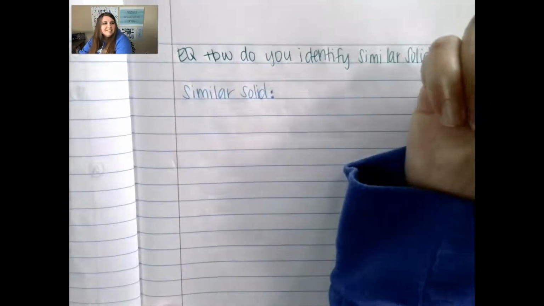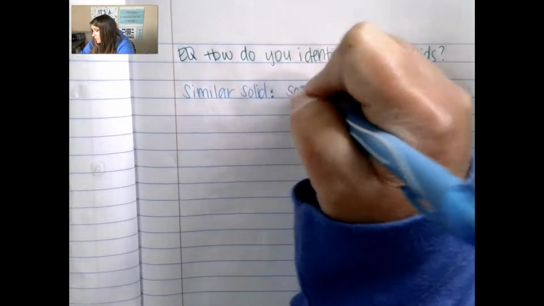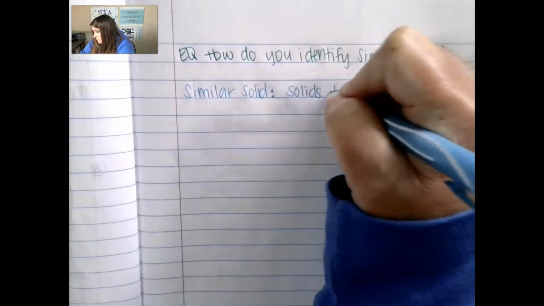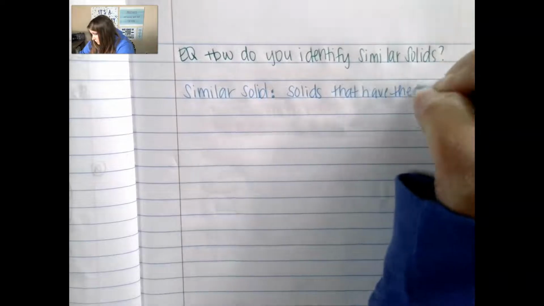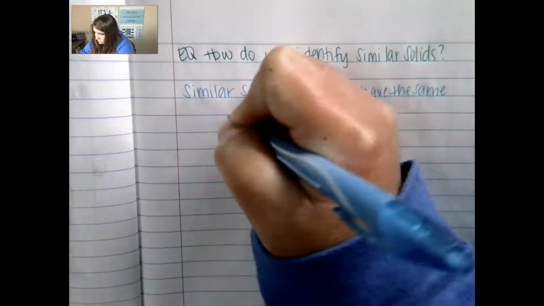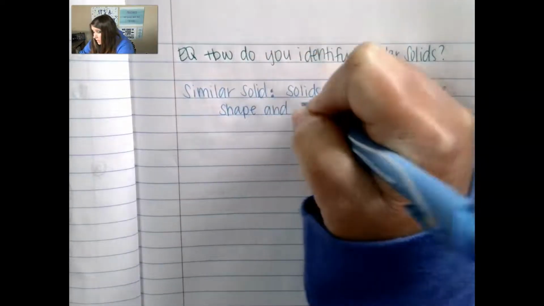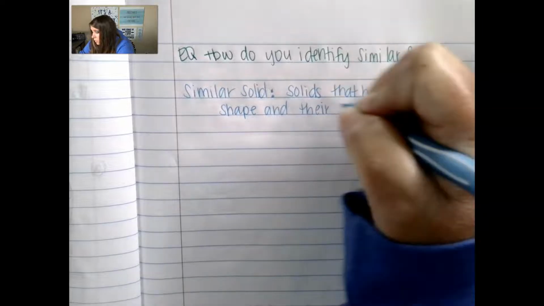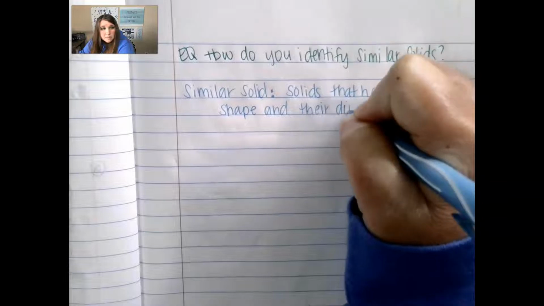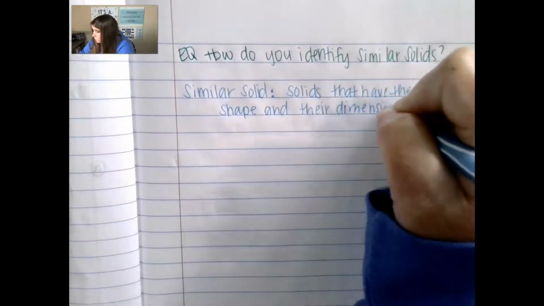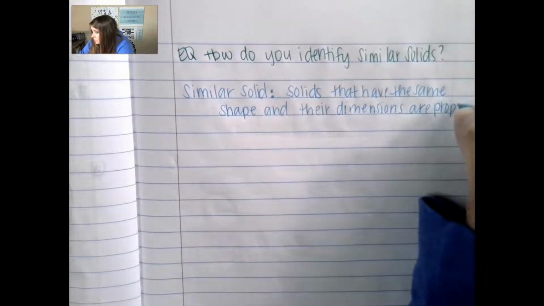Okay, similar solids. These are solids that have the same shape, and their dimensions are proportional.